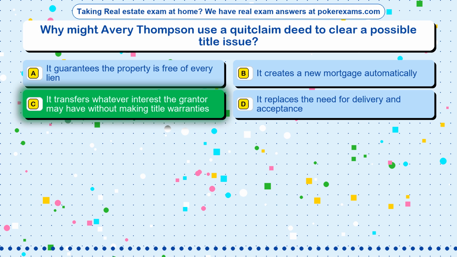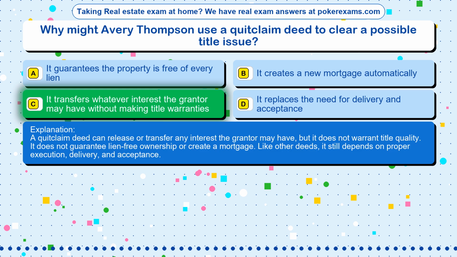The correct answer is option C. It transfers whatever interest the grantor may have without making title warranties. A quitclaim deed can release or transfer any interest the grantor may have, but it does not warrant title quality. It does not guarantee lien-free ownership or create a mortgage. Like other deeds, it still depends on proper execution, delivery, and acceptance.